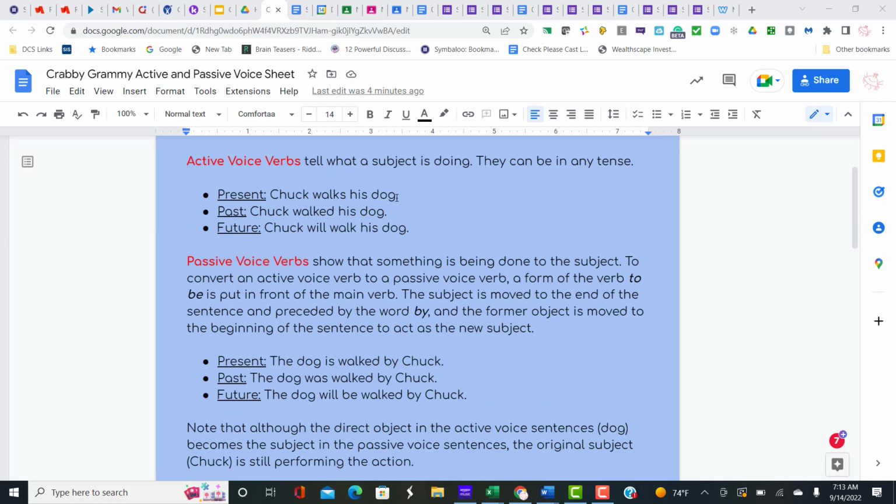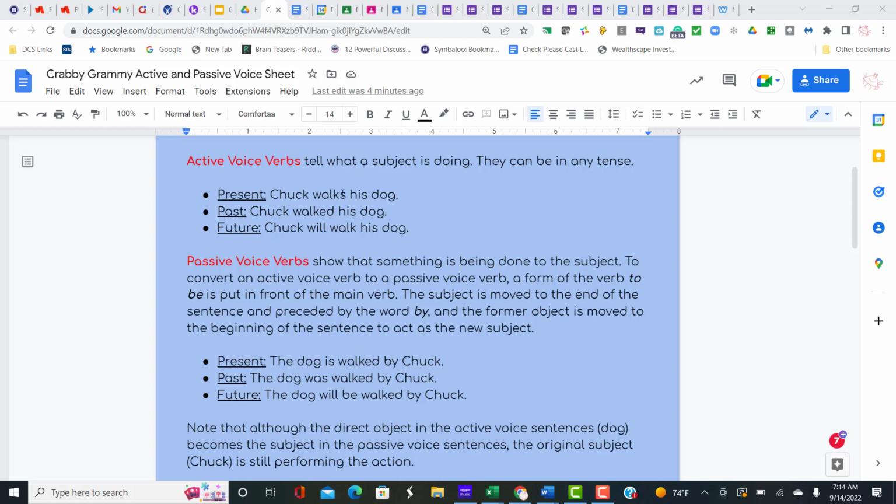It puts what was the object, dog, at the beginning of the sentence. It puts a form of to be, and the forms of to be, I am, you are, he is, we were, they will be. There's a lot of forms of to be. But you put a form of to be in front of the verb, and then you put what was the subject at the end, and you make it the object of the preposition by.